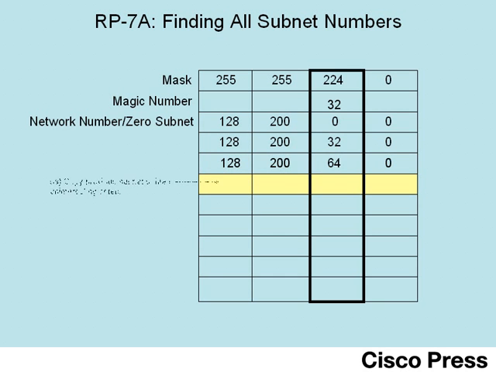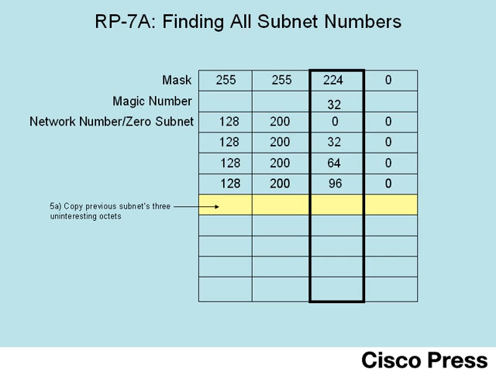Repeating step 5 again, we copy the 3 boring octets down to the next line in the table at step 5a. And then at step 5b, we add the magic number of 32 to 64 in this case, which gives us 96 for the new subnet number. So this next subnet number is 128.200.96.0.